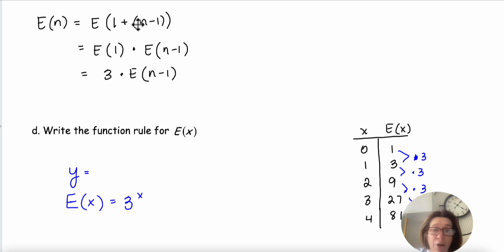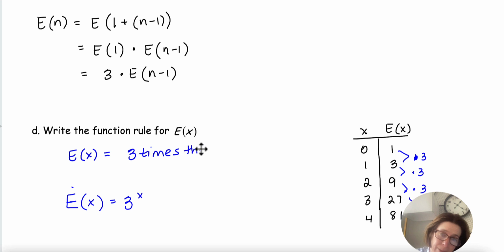If you couldn't get that far, you could say something like this. If you couldn't write a function rule, you could say, okay, so e of x is equal to 3 times the previous term, right? So for example, if I'm here, this was 3 times the previous term. If I'm here, it would be 3 times the previous term. If I'm here, it would be 3 times the previous term. So if you can't come up with the equation, you could at least come up with the words. So thinking of the rule of 4, okay?